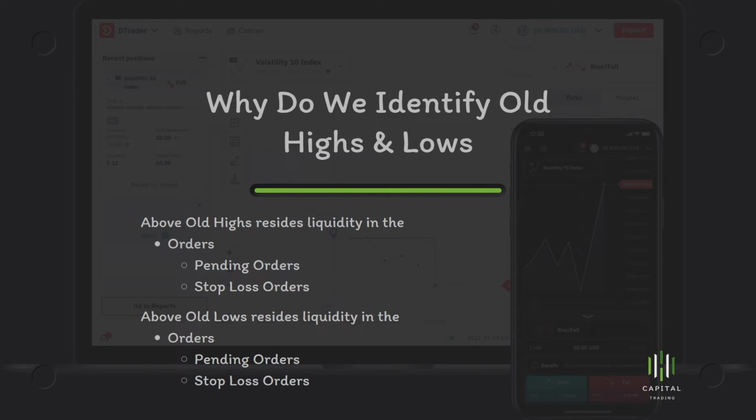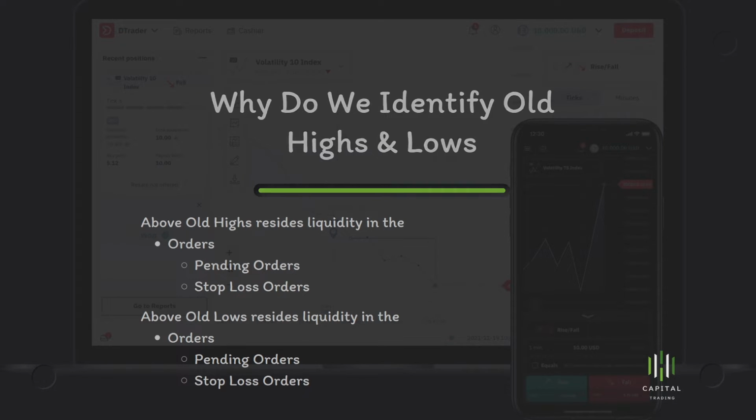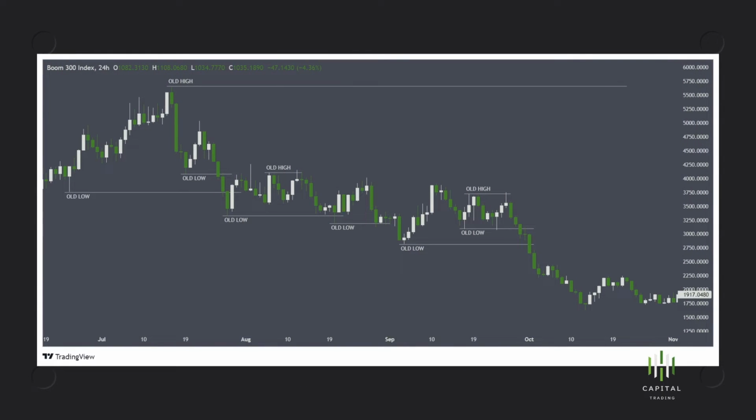So let's get technical and identify old highs and old lows in the boom and crash and boom 300 index. When we look at the far left of the chart, we have an old low here that was formed in July 2022. This was last year, and we had this old low.